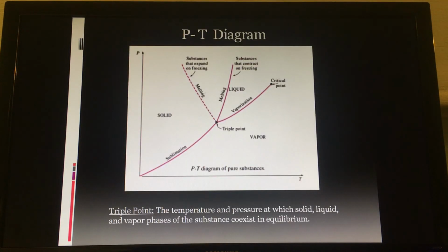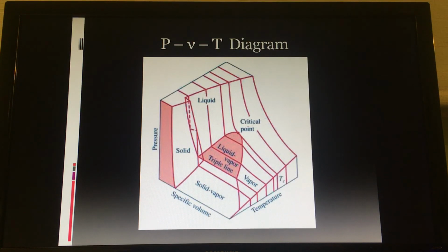So next, I'm just going to show you the pressure versus temperature diagram. It's pretty straightforward. We see solid, liquid, and vapor. Nothing really interesting here, except here we have the triple point, which is essentially the same thing as the triple line. So it's the temperature and pressure at which solid, liquid, and vapor phases of the substance coexist in equilibrium. So lastly, if we combine all these three properties, we get this diagram in 3D. It's pretty cool. Not much to say.